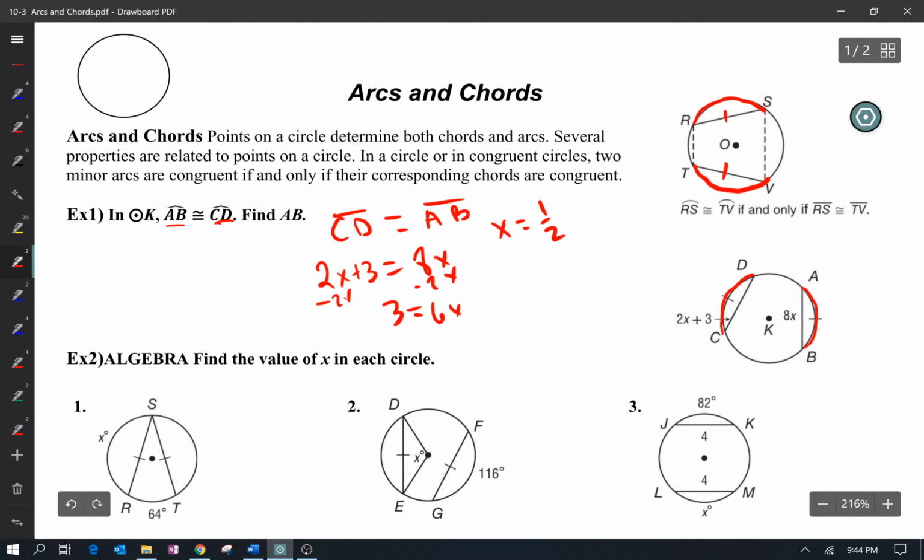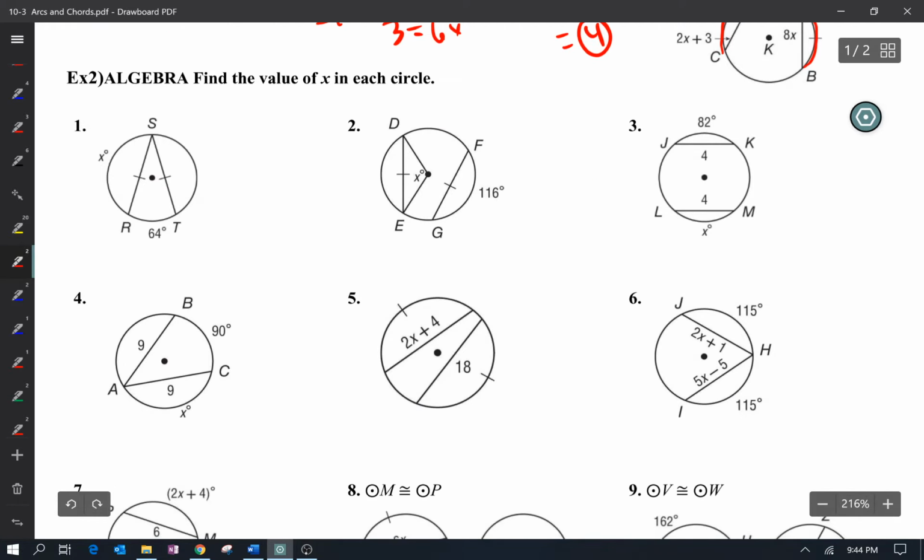Make sure you answer the question. The question is, what's AB? So AB is equal to 8x. So AB is equal to 8 times 1/2, which is 4. So the answer is 4. Pretty simple. All right, another one.